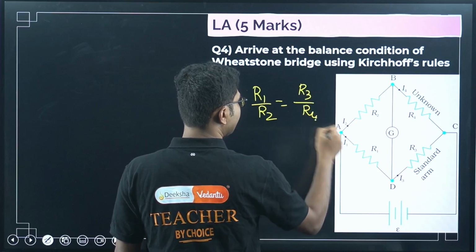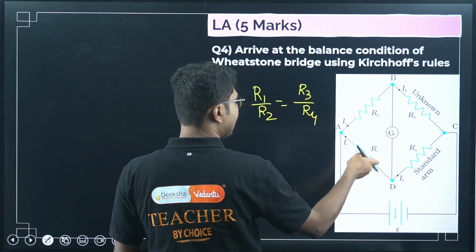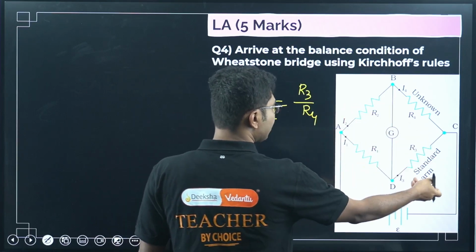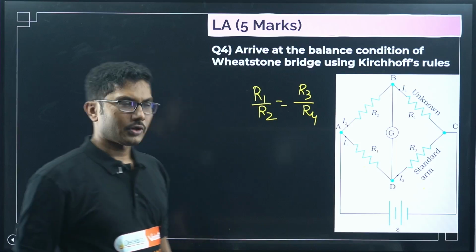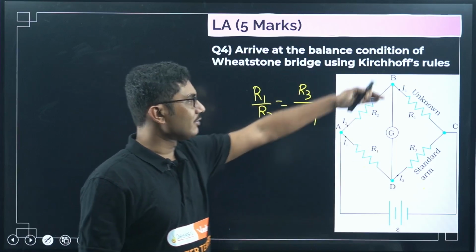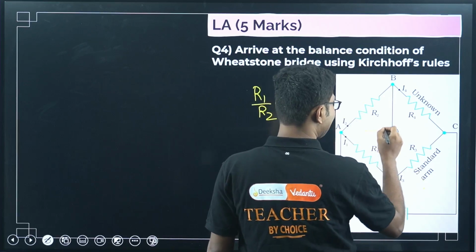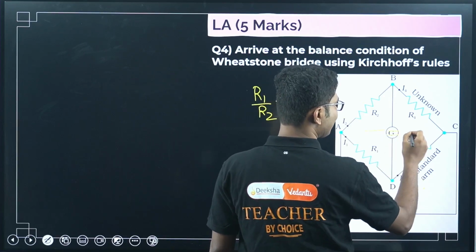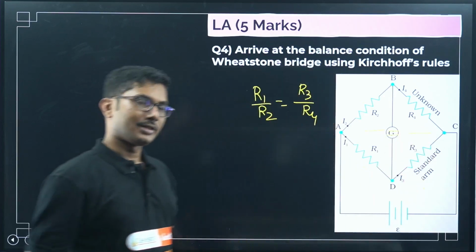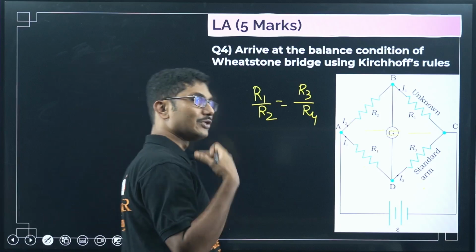So, going from here to here, this divided by this equals this divided by this. So what you can remember is this divided by this is equal to this divided by this. This is also fine. That's how I used to remember when I was a student.